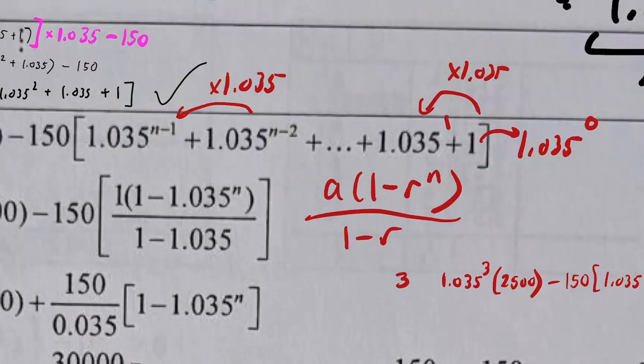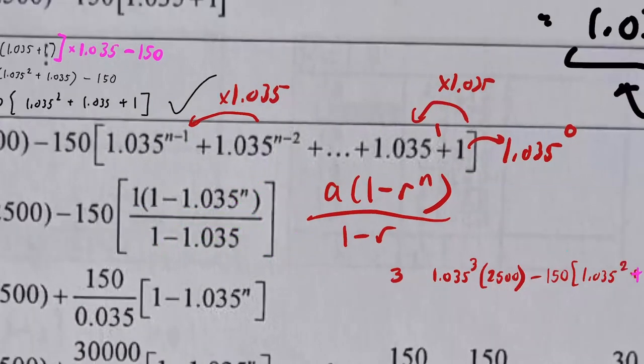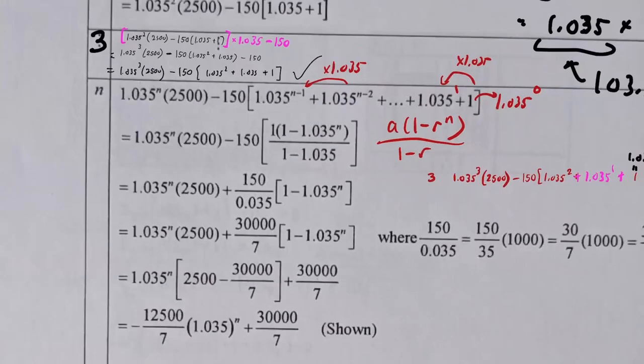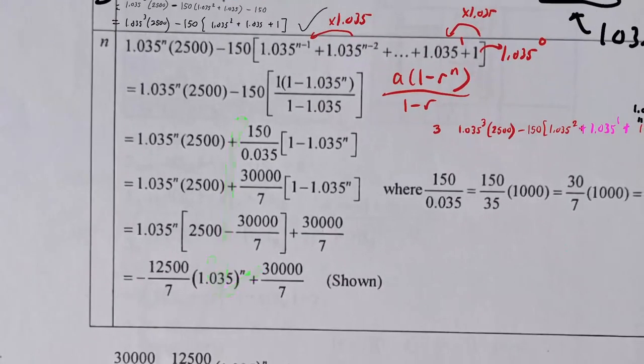Make sense? So n terms, power n. Then divide by 1 minus the common ratio 1.035. Clear? Then after that, you just simplify on your own already. I'm not going to go through it. Clear?